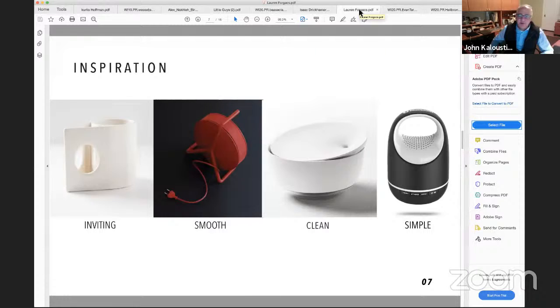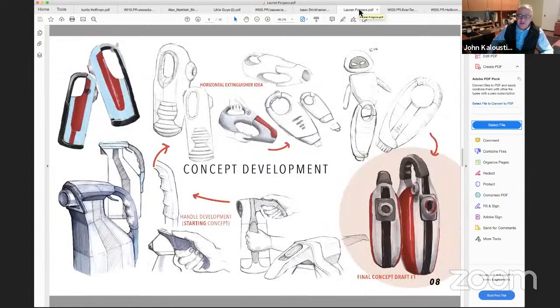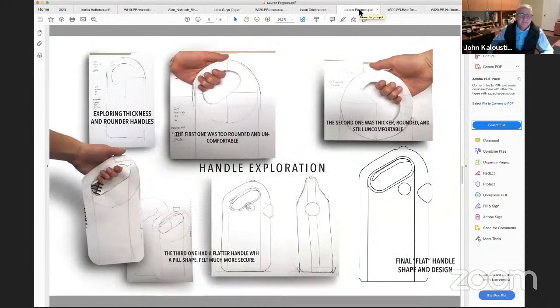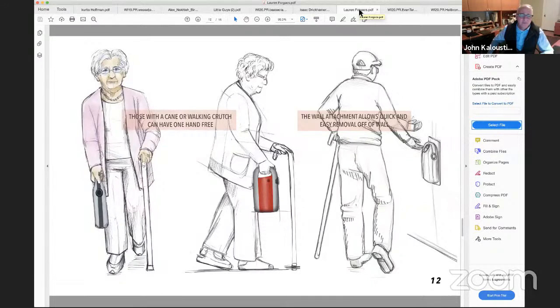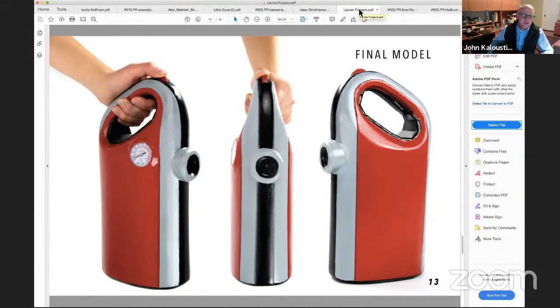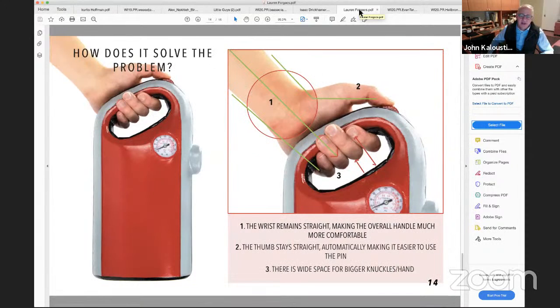And then again, inspiration, looking at other products out there so we don't live in a vacuum. What looks good appearance-wise, and then of course what functionally works well. And then from this, Lauren went into looking at how it would be held. And then again, there's a final model that she had made, demonstrating how it works.